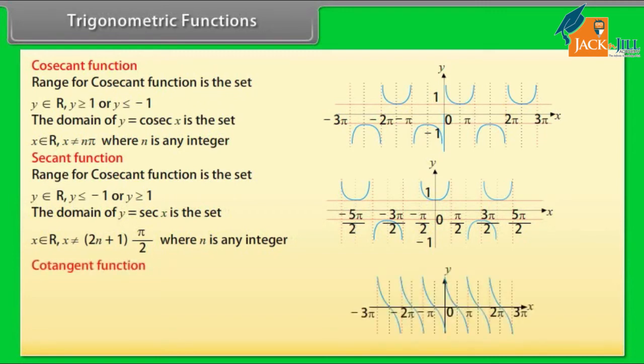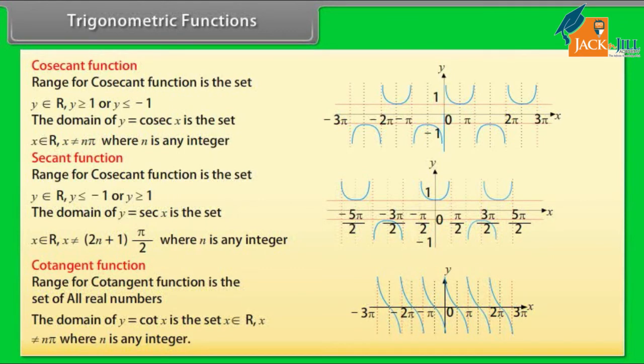Cotangent function. The range of the cotangent function is the set of all real numbers. The domain of y = cot x is the set: x belongs to real number, x not equal to nπ, where n is any integer.